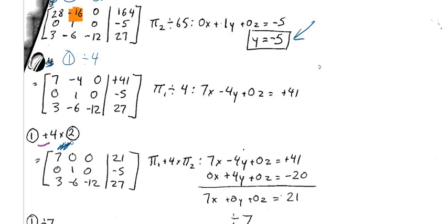Sorry, I'm doing this in the wrong spot. Up here is where we're doing it. Plus 4 times 0, plus 4 times 1, plus 4 times 0, plus 4 times negative 5. And when we do that, 7 plus 4 times 0 is 7. Negative 4 plus 4 times 1 is 0. 0 plus 4 times 0 is 0. And 41 plus 4 times negative 5 becomes positive 21.